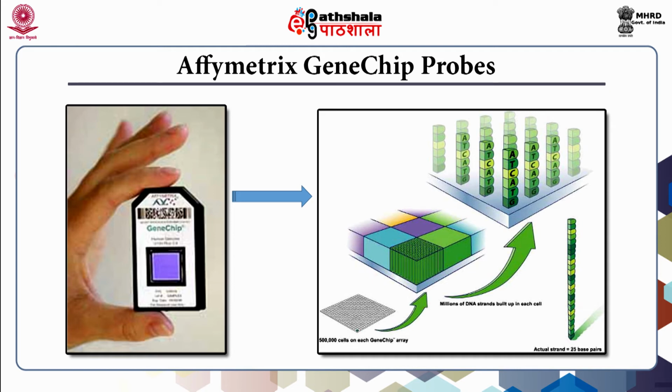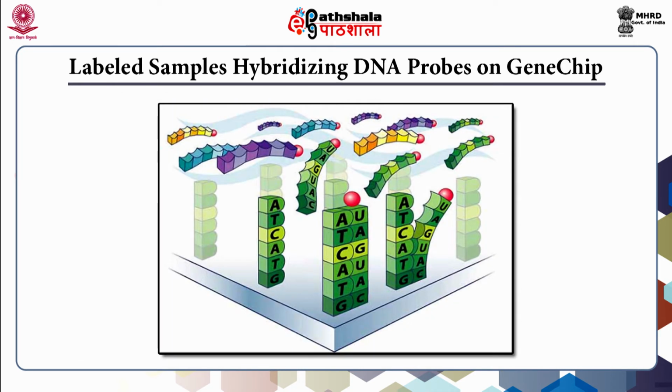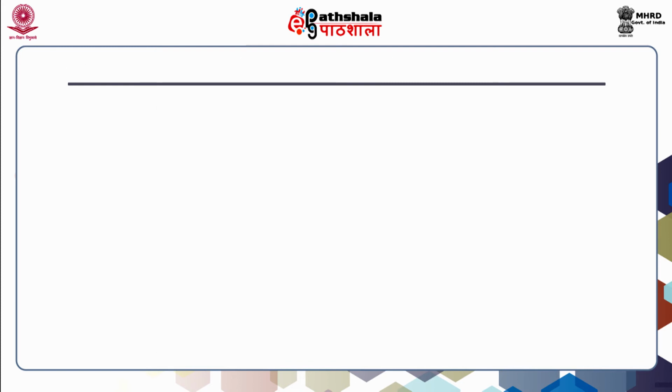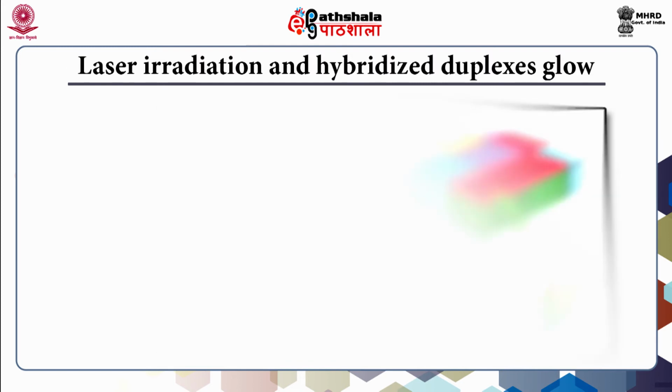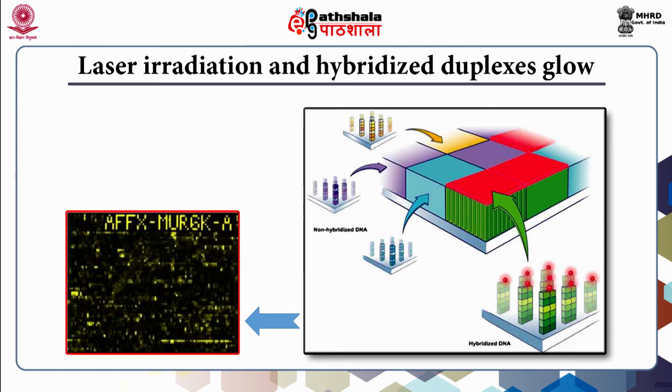The GeneChip probes have magnified views where the DNA strands are bound and built in each spot. There are millions of DNA strands per spot. And when the labeled sample comes in, it tries to find the complementary sequences on the probes. The final slide on laser irradiation leaves us with the fluorescence signal that is coming from the labeled probes and the hybridized sample.